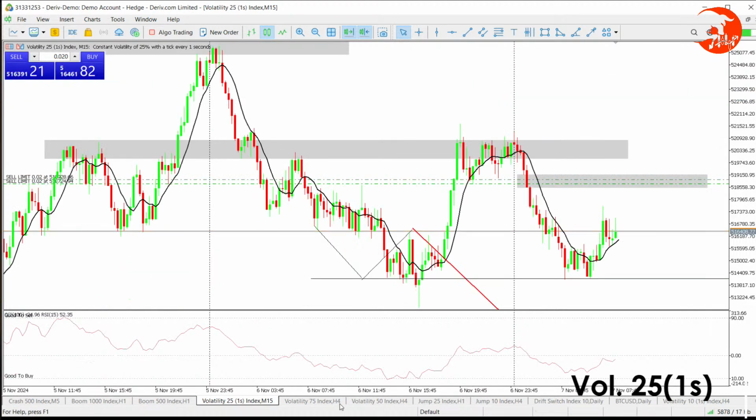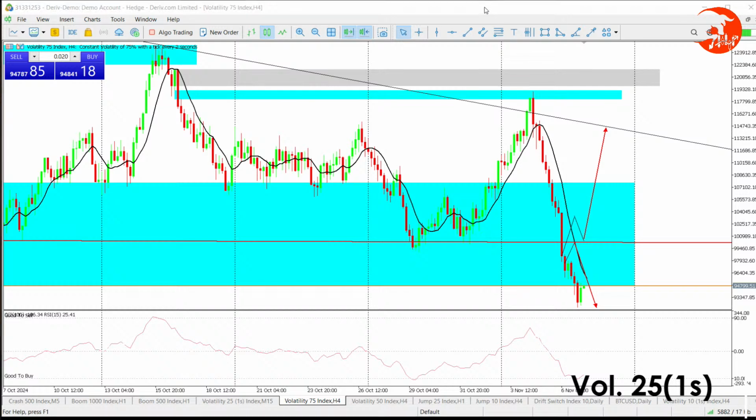Alright, now I will leave V25 1S from there, and I will actually leave it at M15 and then head over to V75. Let me check if we have some questions.